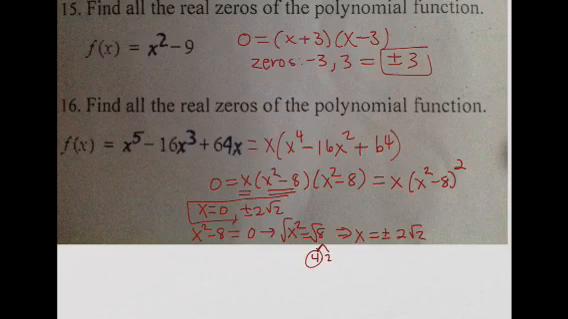Now the other factor is exactly the same, so it's going to give me the same zeros. This one's the same. So you don't have to write them twice. This is the answer. That's it.